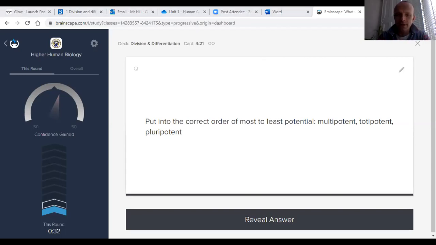So what we've done in this video is just show you some of the key resources that you're going to be using over the course of the next year. First of all, Microsoft Teams, the lessons, the notes, the mind maps, the past papers, and the other revision materials. Also Scholar and the materials that are available on there, and then Brainscape, which is the online flashcards.